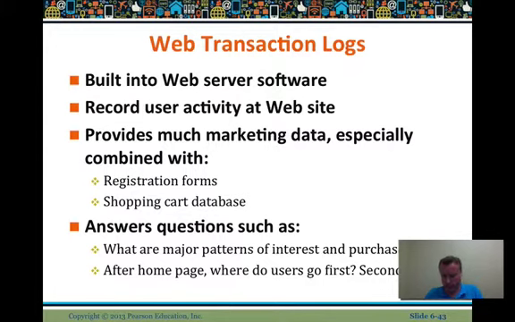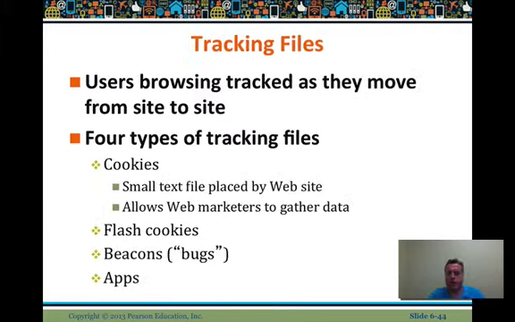Combine that with consumers that are registering, signing up, combine that with shopping cart patterns and that data, and triangulate the major patterns of interest in purchasing, what's happening, what's selling, what's not selling, what's being abandoned. And after the home pages, where do the users go? First, second, third? And how long does it take them to put stuff in the basket? And then click the buy button. And where are they walking away from the buy button? Lots of questions can be answered through this.